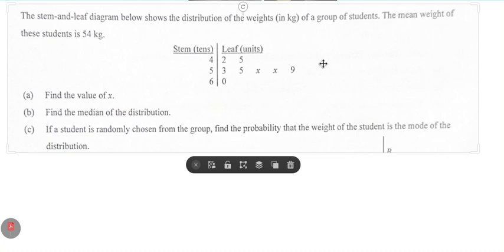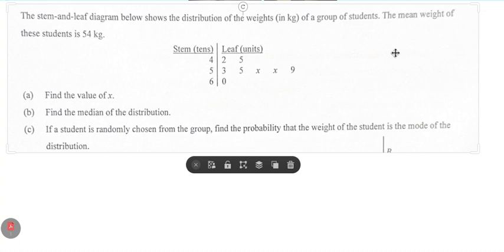So the stem and leaf diagram below shows the distribution of weights in kilograms. Of the group of students, the mean weight of these students is 54 kilograms. Now, let's go find out here. First, we have the first question: let's go find the value of x.